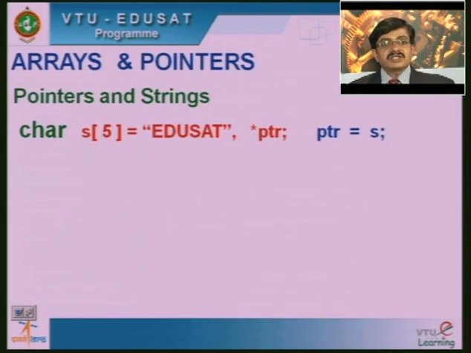Now when you come to strings, s of 5 is "edusat", one particular string I have taken, and here *ptr is the syntax we use to declare a character pointer. ptr is a variable of type pointer to a char. Here char is the data type I am using, and the pointer variable is *ptr. When I use ptr is equal to s, the starting address of s will be assigned to the ptr variable.